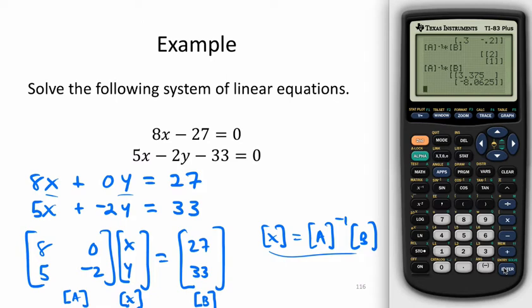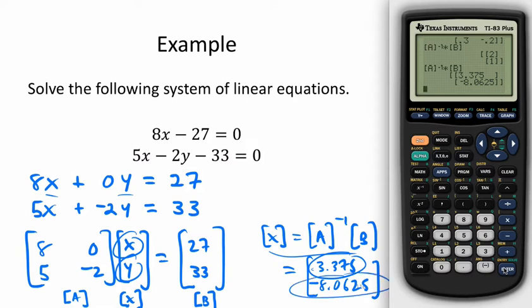A inverse times B is equal to the column vector 3.375, negative 8.0625. And so that says x is equal to 3.375, y is equal to negative 8.0625. X here is this column vector, so you just read its x, y order.